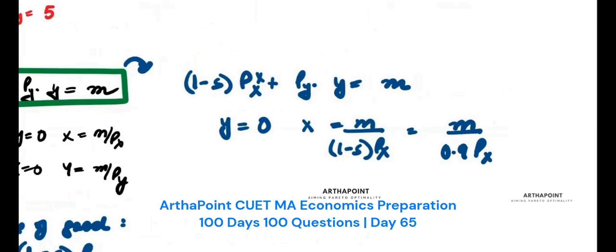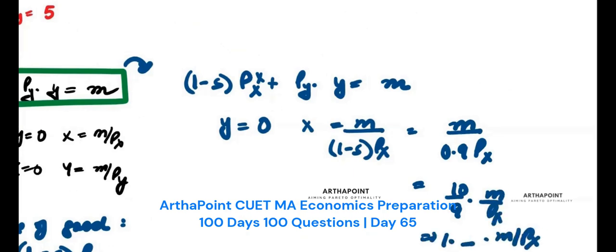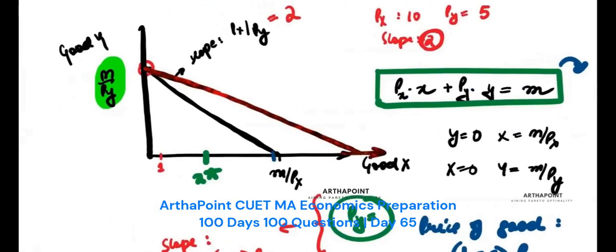You can also go ahead and do it by this. So it will be 10 by 9 into M by PX. This will be 1 point something into M by PX. So whatever your M by PX was, it will be more than that. So the slope will go ahead and become flatter, because the slope has fallen, it has decreased.